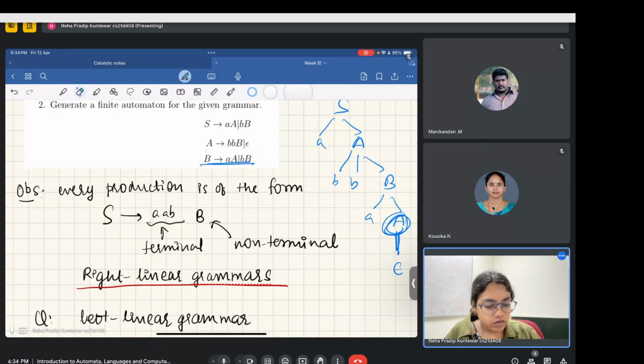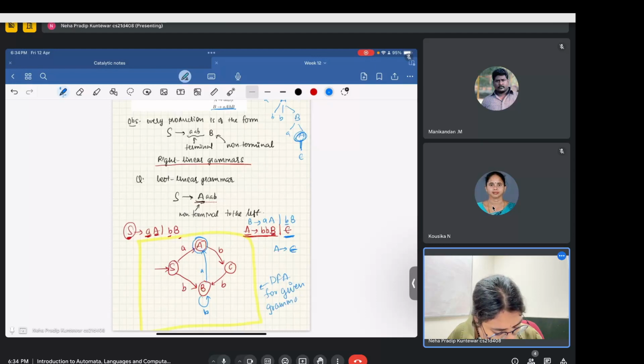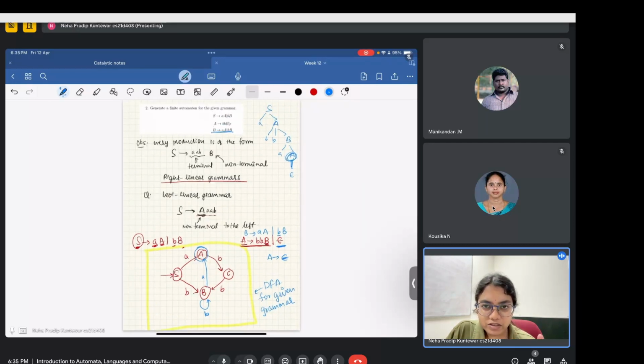Okay, so this is the final DFA that we get. So maybe I will highlight this. So this is the DFA for the given grammar. One thing that can be seen as an extension of this exercise is that if you have a right linear grammar, you can always convert it into a DFA, and similarly if you have a DFA, you can always convert it into a right linear grammar. So these are equivalent things, and that's what we demonstrated with the help of this example. I hope this is clear. If there are any questions, please do ask.